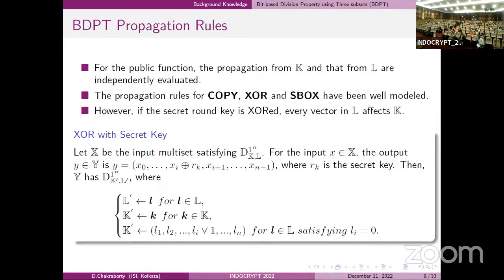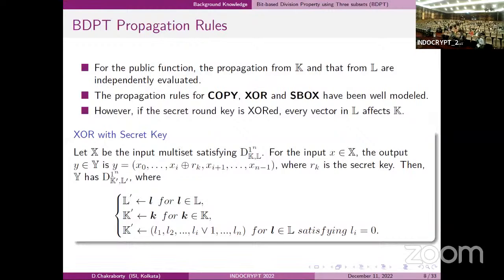Suppose before the key XOR, the set is K bar, L bar, and after the key XOR, the output set is K dash, L dash. For simplicity, I'm considering that only at the ith bit the secret key bit is XORed. So the output set has division property K dash, L dash, and it is of this form. L dash is equal to L, but for K dash, there are two operations.